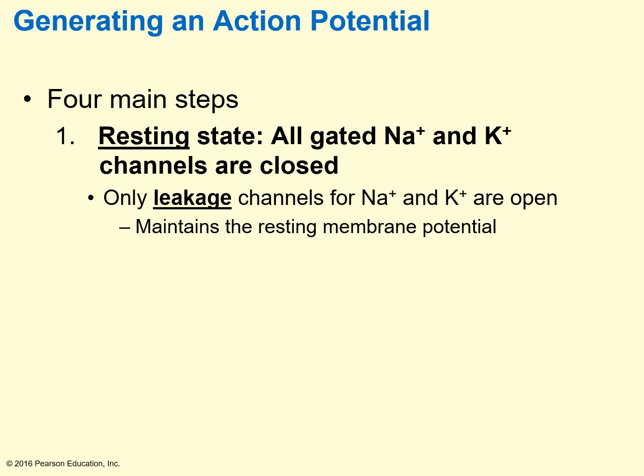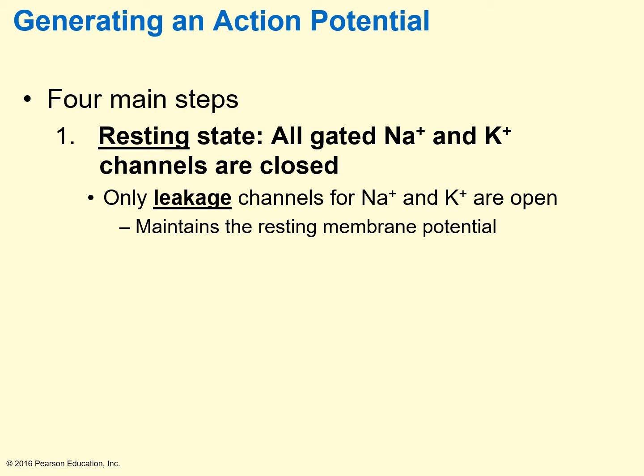Because an action potential is stimulated by the opening or closing of voltage gates, you have to change the voltage to open those gates. So you have to have a change. Something has to happen to change the charge. So the steps for generating an action potential, 4 main steps. Number 1, you're at the resting state.